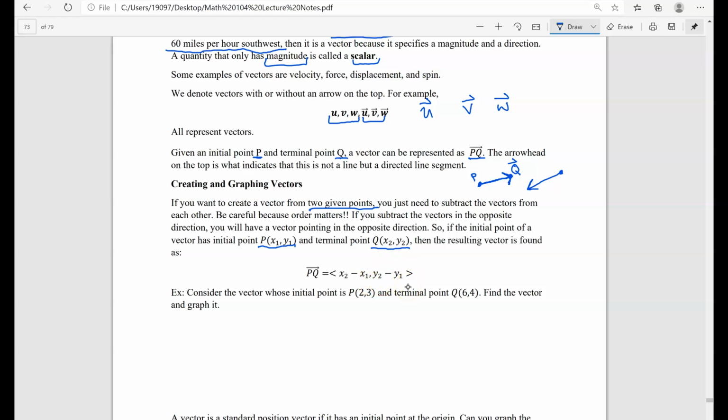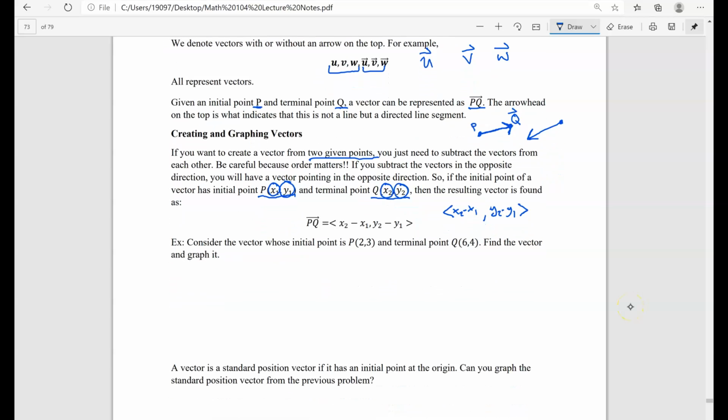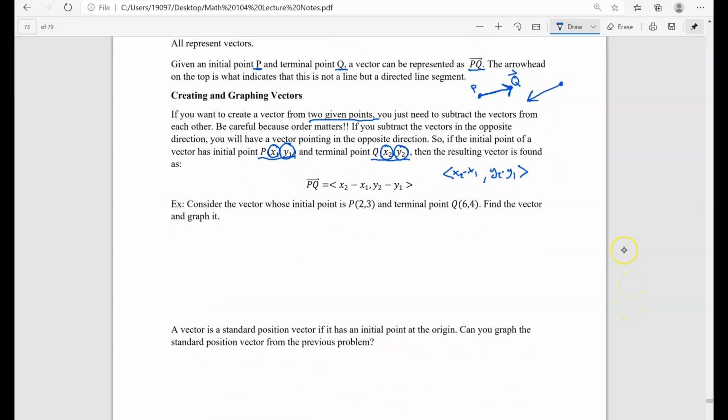The way that you create the vector, you draw these little pointy brackets, and then you subtract the x coordinates. So there's the difference between the x coordinates. It's terminal minus initial, wherever it ends minus where it started, and then y2 minus y1, which is again the ending and the starting. That's how you create a vector. Then I'll show you how to graph these vectors in a little bit.